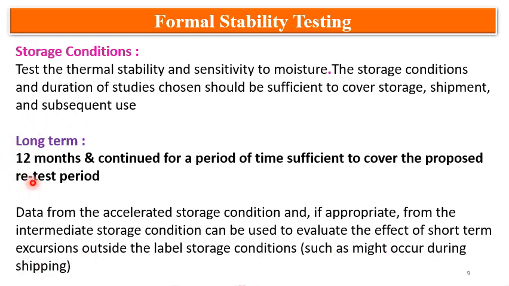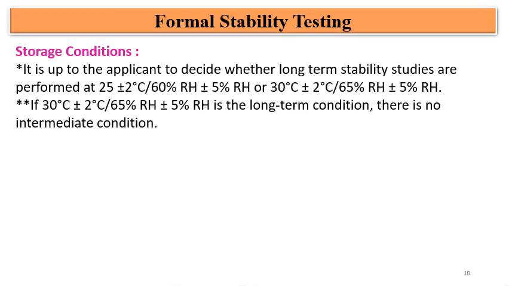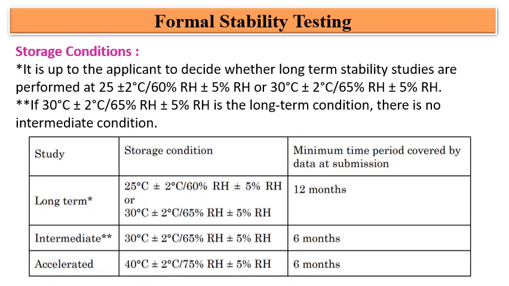So the main is the long-term condition, and if the product is studied at long term, that should cover the retest period. Then storage conditions. The long term, intermediate and accelerated are given. So long term is 25 degrees Celsius temperature and 60% RH. It is known as 25/60 or 30/65 for 12 months. Then intermediate, this is 30/65. The time is 6 months. Then accelerated, this is 40/75 and it is 6 months.